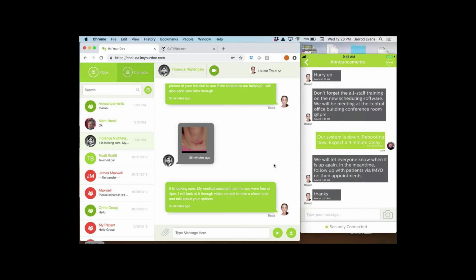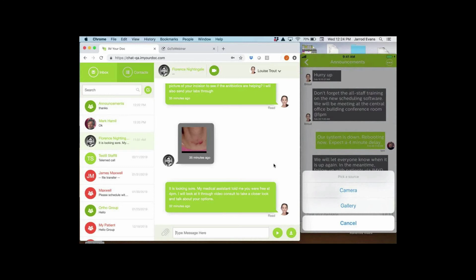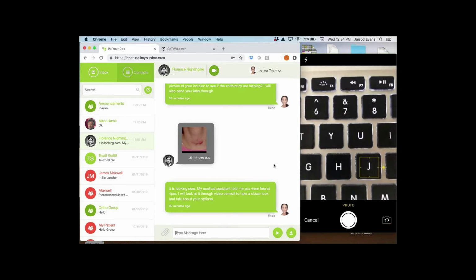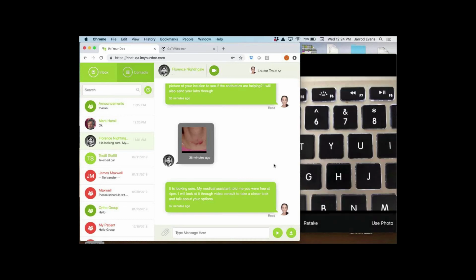They can take a picture of the computer screen. Sometimes it's taking pictures from a document on the desk, like an intake report or a med list or whatever the case is. So images, we see images being passed over I'm Your Doc constantly. And when you do that, you can see if you choose camera and use it with I'm Your Doc, I'll take a picture of my keyboard here.